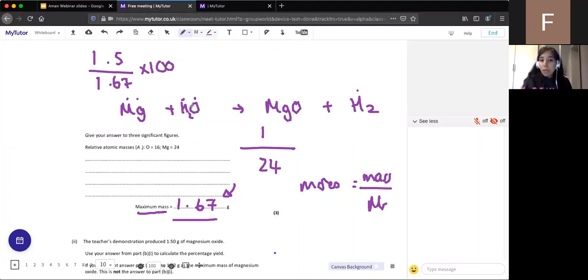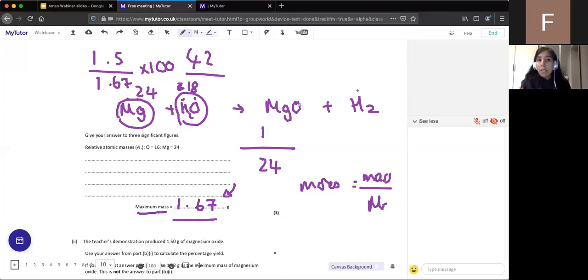The atom economy would be, well, what's the AR of the reactants? So magnesium, for example, has an AR of 24. In water, the MR here, because it's the formula, would be 2 hydrogens, which would be 2 because the AR of hydrogen is 1, so there's 2 of them, plus oxygen, which is 16. So the total would be 18. So the total AR of the reactants is 24 plus 18, which is 42.